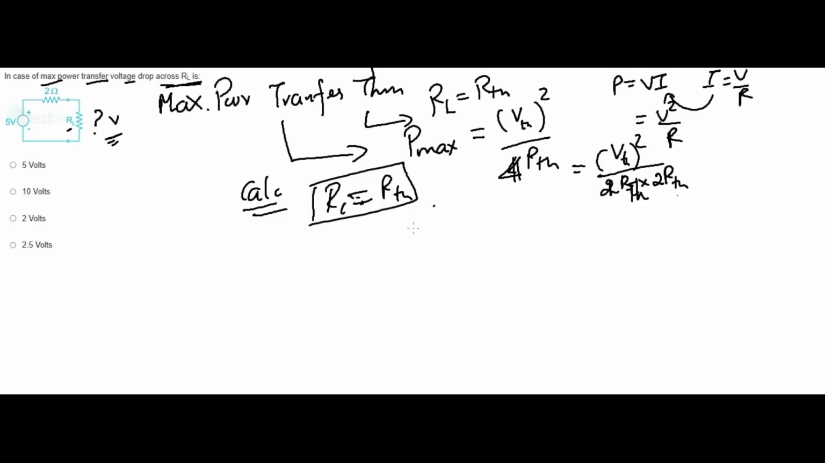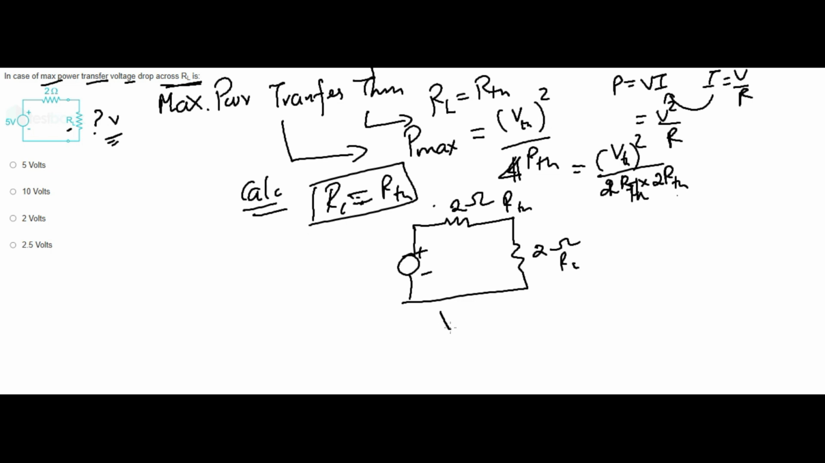So I can redraw the circuit here. I have the plus-minus voltage source, and then one more resistor. This is the load resistor. I can take this as 2 ohm and this also 2 ohm. Both are the same. If you multiply, it becomes R Thevenin.